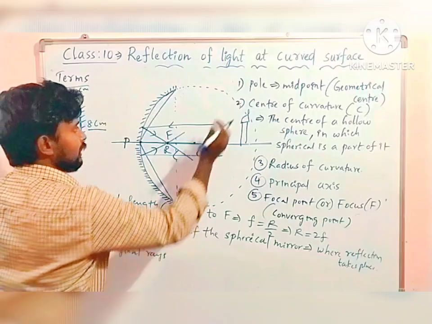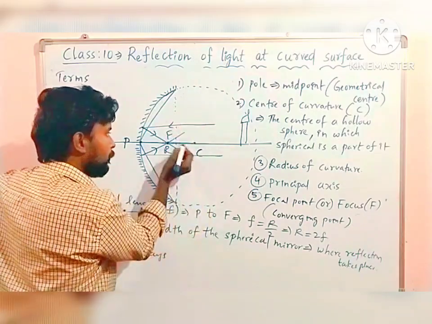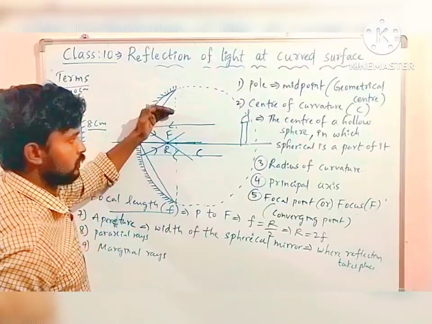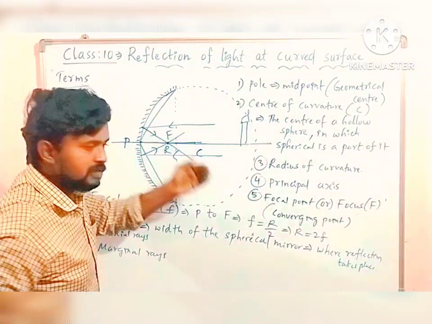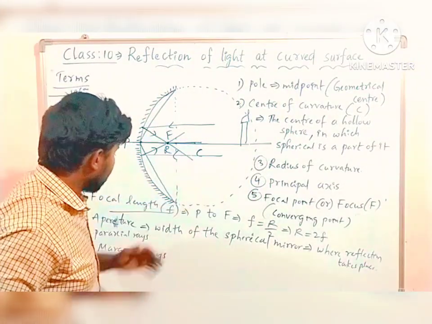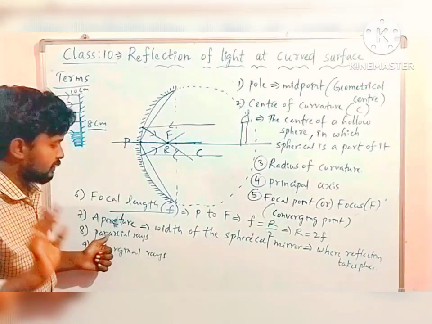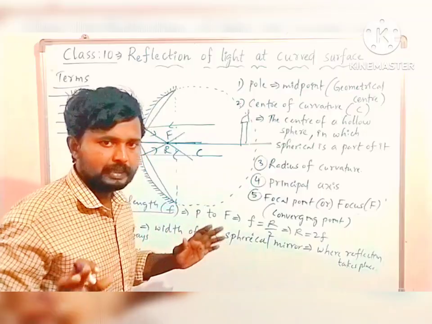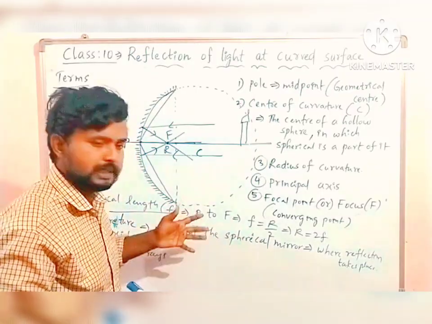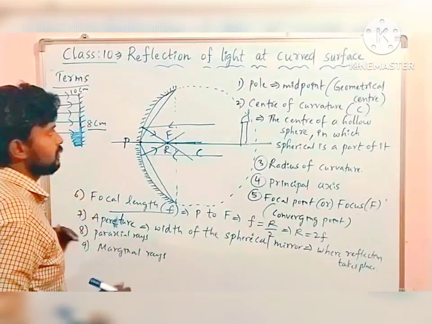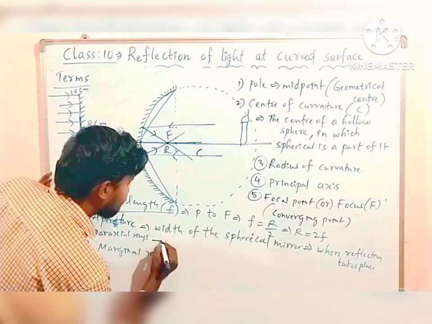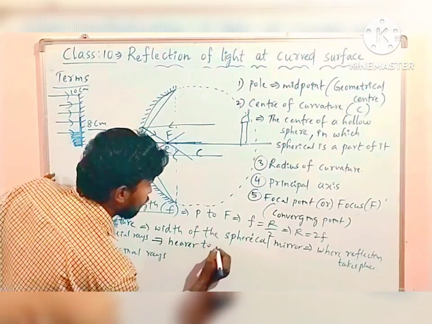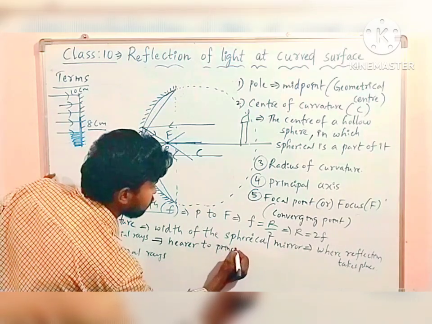So the light rays near the principal axis are called paraxial rays. To understand image formation, we are considering only paraxial rays. In this case we neglect the marginal rays. We are not considering marginal rays, only paraxial rays. So paraxial rays means the rays nearer to the principal axis.